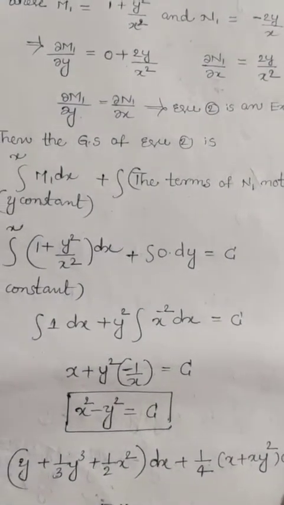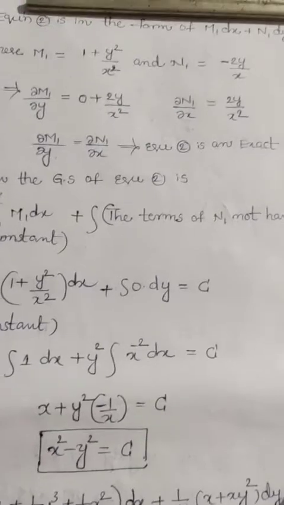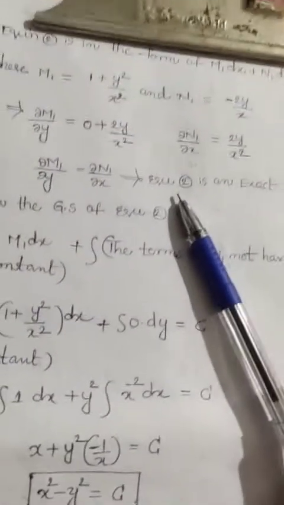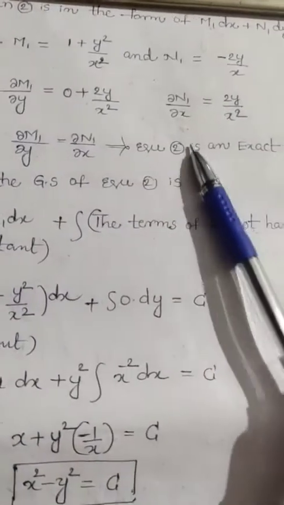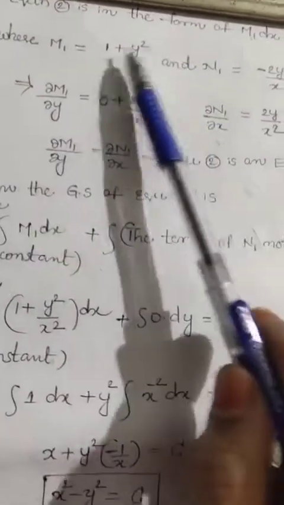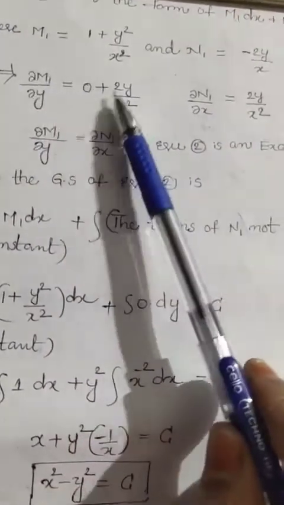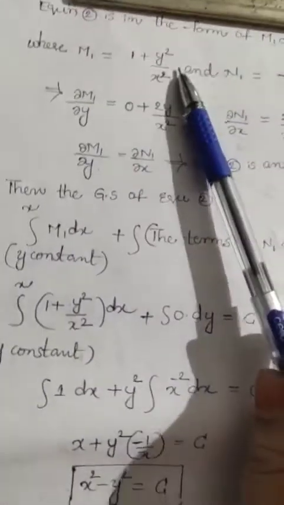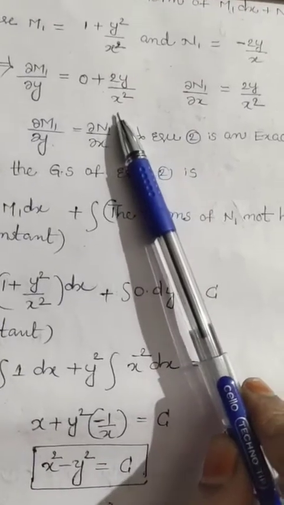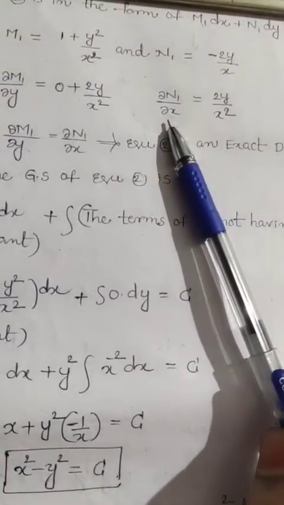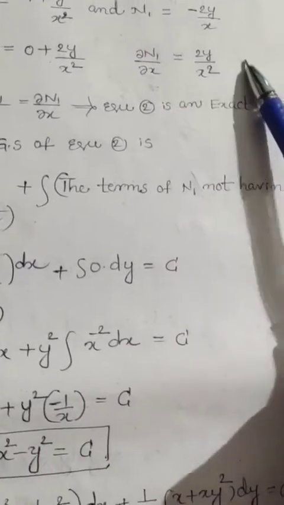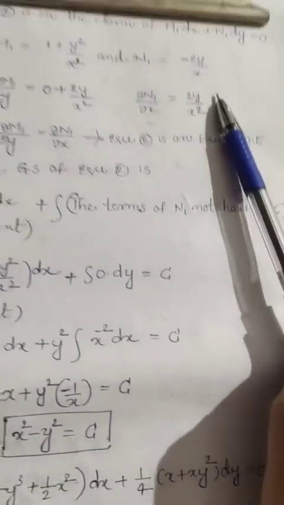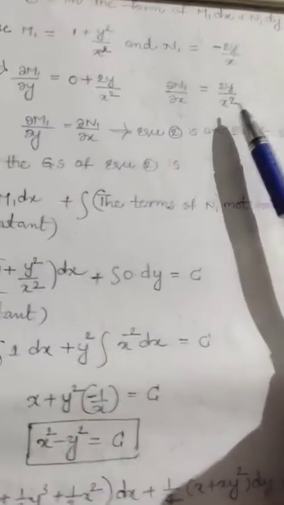Then we have to find out the partial derivatives of m1 with respect to y and the partial derivatives of n1 with respect to x. That is, dou m1 by dou y equals the differentiation of 1, which is 0, and the differentiation of y square, which is 2y by x square. And dou n1 by dou x equals minus 2y constant, differentiation of 1 by x is minus 1 by x square, so minus into minus gives plus 2y by x square.